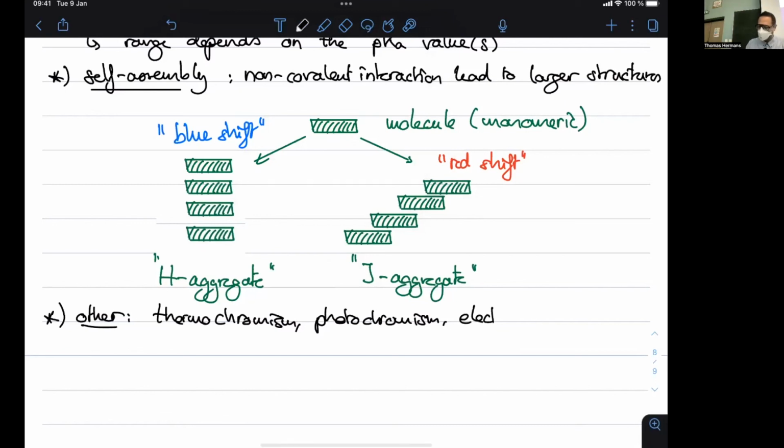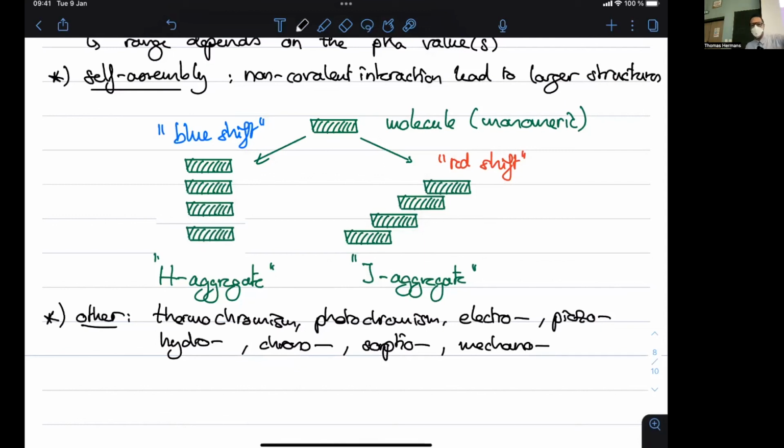You can have electrochromism, you can have piezochromism, hydrochromism, chronochromism, that means with time. Sorptiochromism, that means if a molecule absorbs on a surface, it can change color. Mechanochromism, that means you exert mechanical force on the molecule, it changes color. So there are many, many, many.